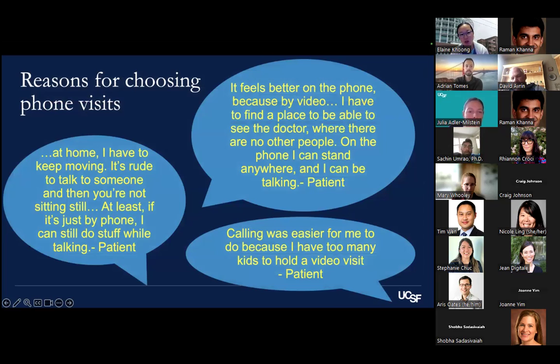what we found is that many of the reasons people chose a phone visit instead of an in-person visit reflected the many constraints and demands on their time. So this patient says, I feel like it's better on the phone because by video I have to find a place to see the doctor where there's no people around, and on phone I can stand anywhere and I can be talking. So reflecting the convenience of it, but also recognizing that there's a lot more planning to be in a video visit, and of course even more planning to go to an in-person visit.